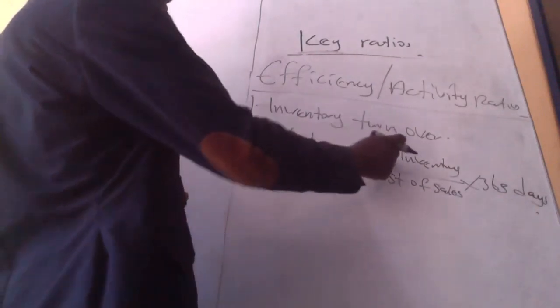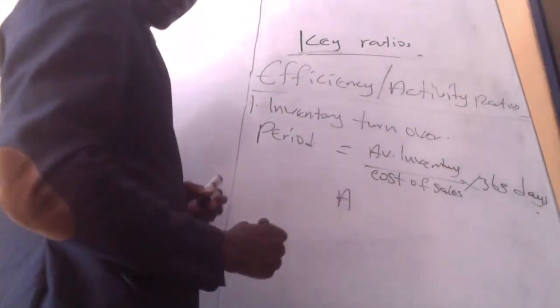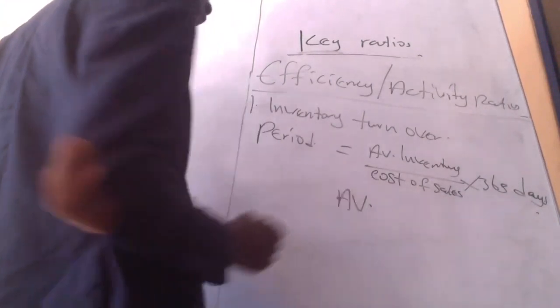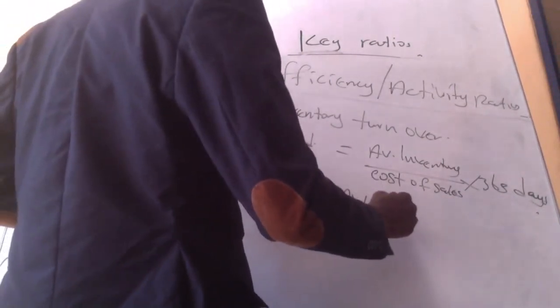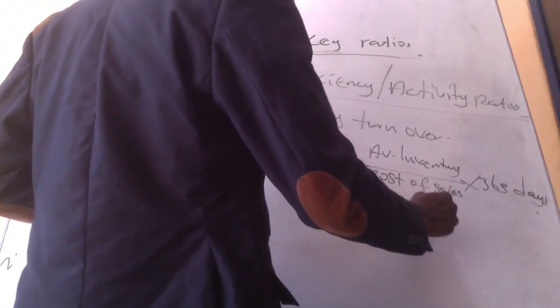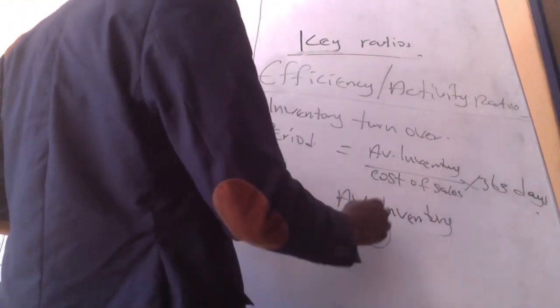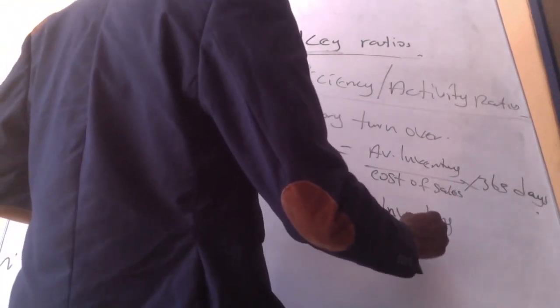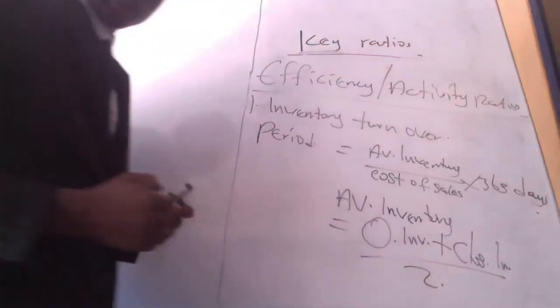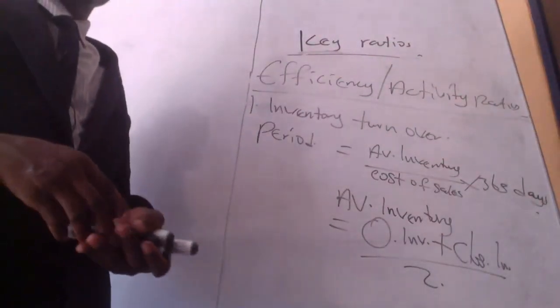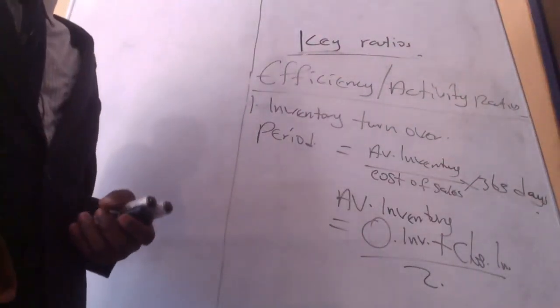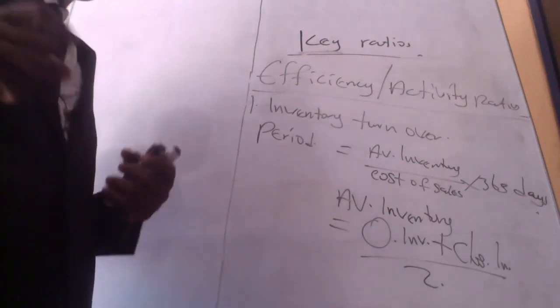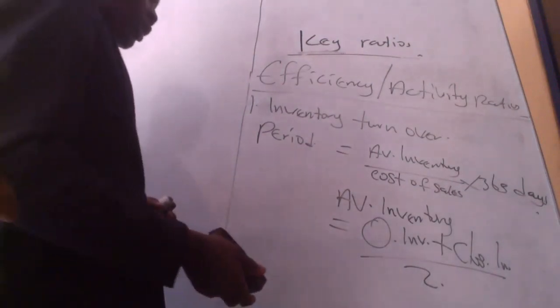Before that, let me explain the average inventory. Very important. Average inventory is equal to the open inventory plus the closing inventory, all divided by 2. So that is the average inventory: open inventory plus the closing inventory divided by 2.